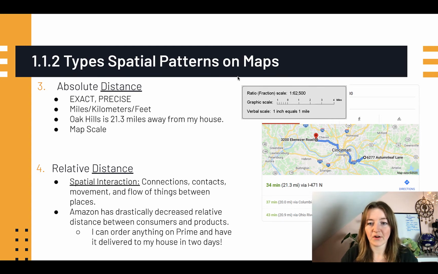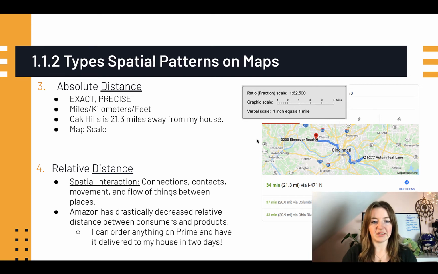So if you guys look over here, you can see that 1 to 62,500. That's a ratio or a fraction, a scale that's showing how big this map is as compared to what it represents on Earth. We could look at it on the graphic scale, that little line right there, or we could look at it on a verbal scale. So 1 inch equals 1 mile.